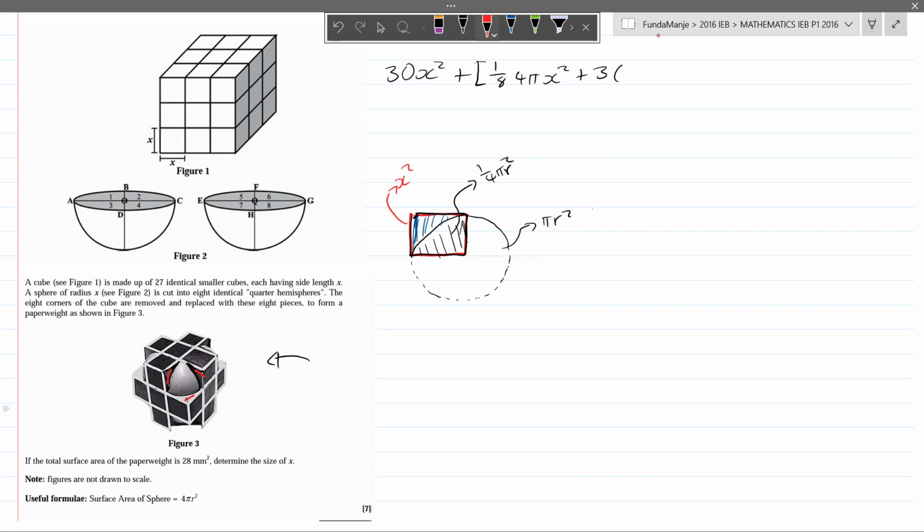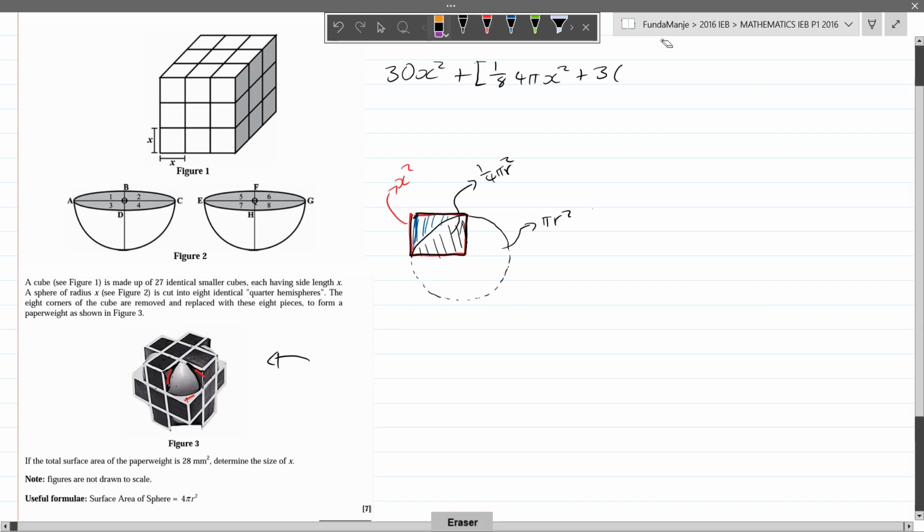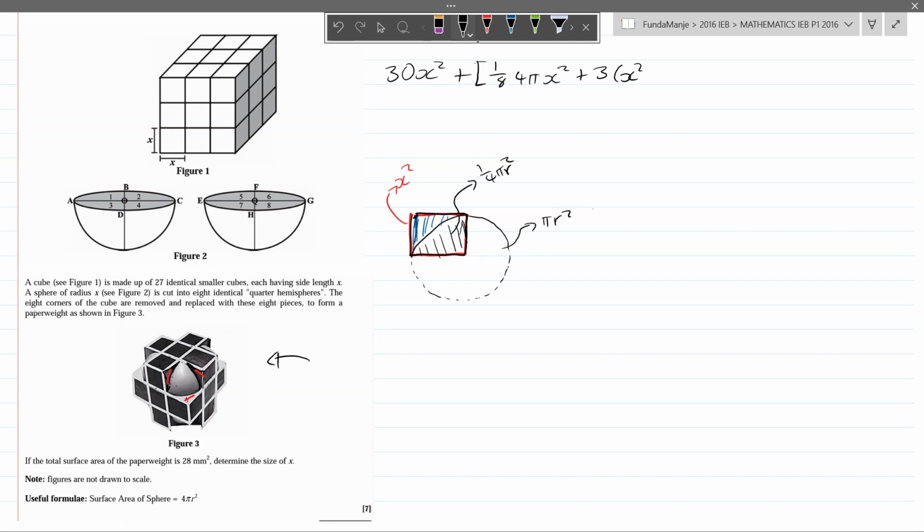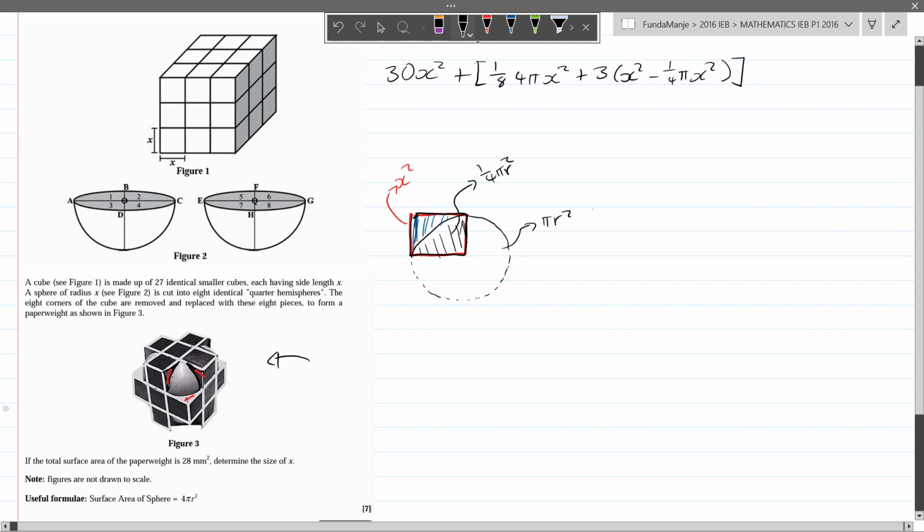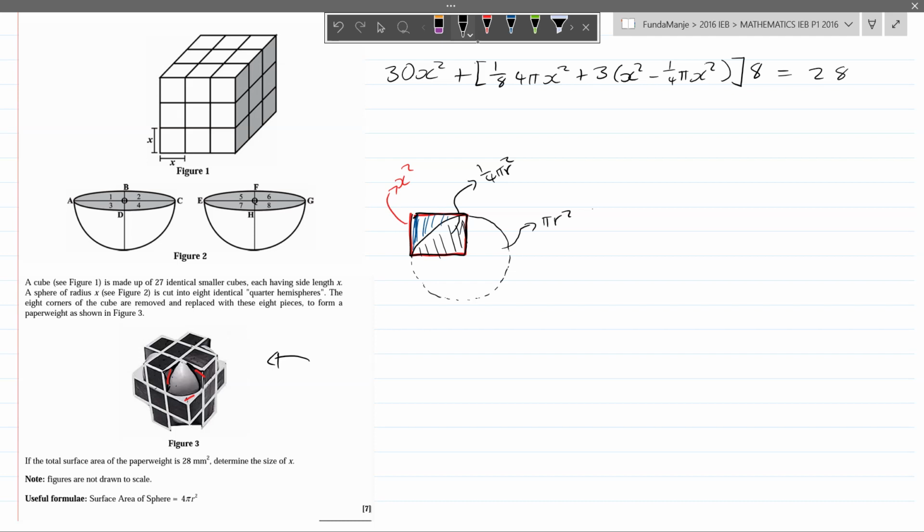So at one corner we have the area of the exposed eighth of a circle, and we also have these little bitty parts. So we're going to say plus 3 multiplied by x squared minus a quarter pi r squared, which is x squared. Then how many of these corners are there? 4 on top and 4 at the bottom, that's a total of 8. And we're saying this has to be equal to 28 millimeters squared for the area. But for now, just write 28.